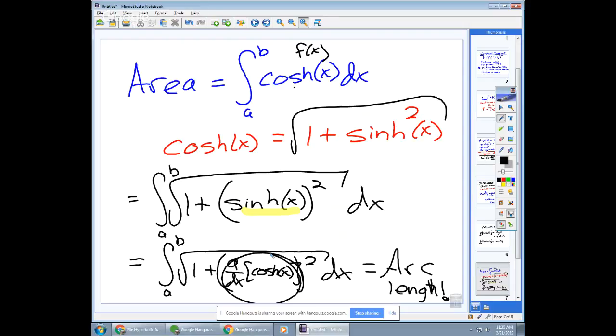So it turns out the area and the arc length have the same value. Now, they don't mean the same thing, right? Area is square units and length is linear units, but their integrals spit out the same numbers, which is like, whoa, craziness.